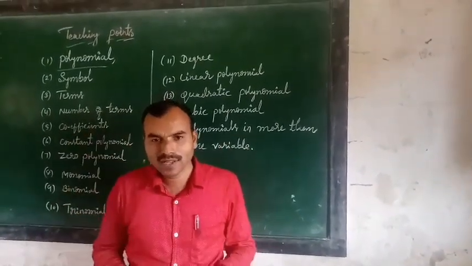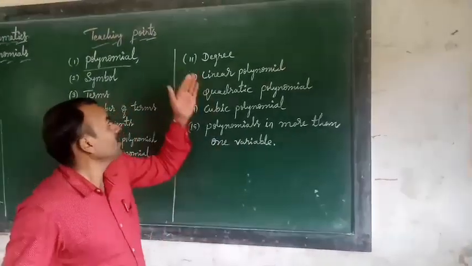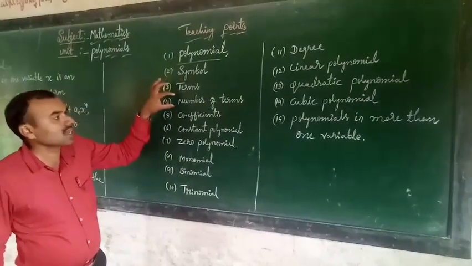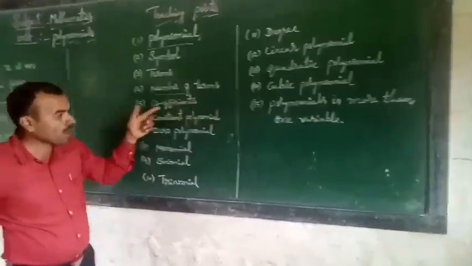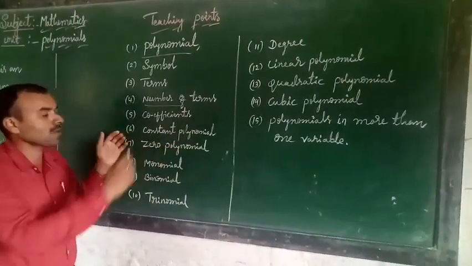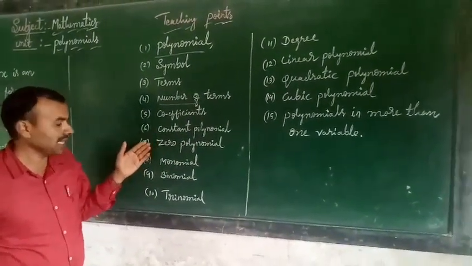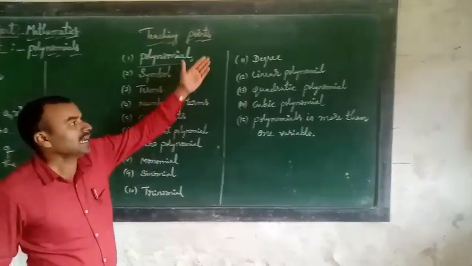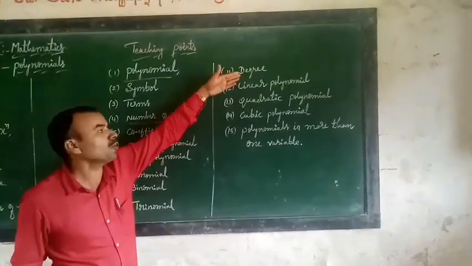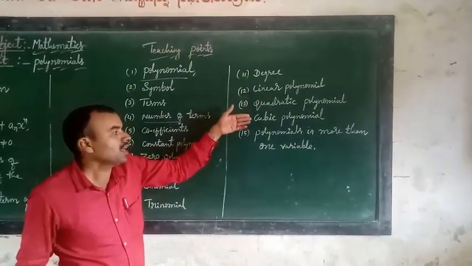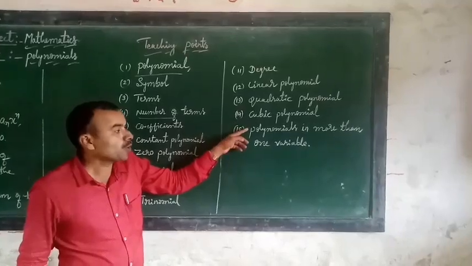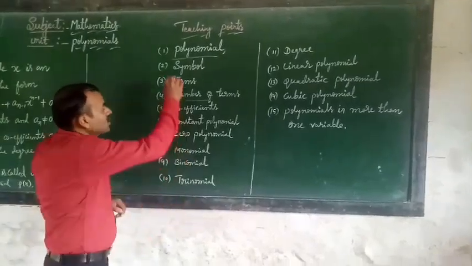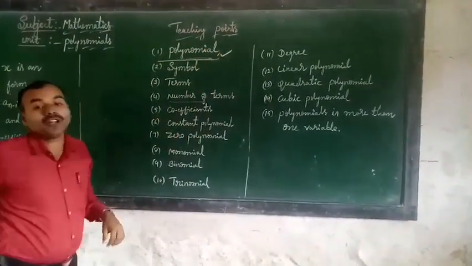In this chapter we have to learn polynomial, symbol, terms, number of terms, coefficients, constant polynomial, zero polynomial, monomial, binomial, trinomial, degree, linear polynomial, quadratic polynomial, cubic polynomial, polynomials in more than one variables. Now let us take the first point, polynomial.